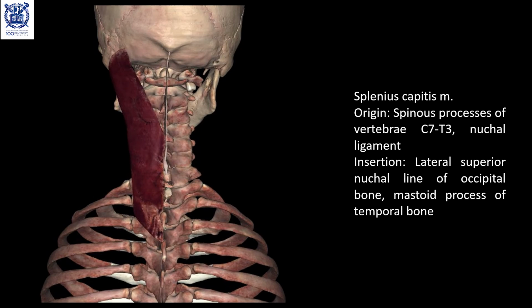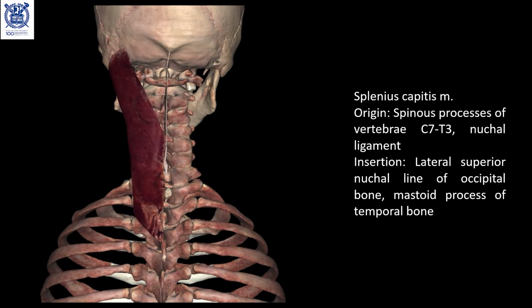This muscle arises from the lower half of the nuchal ligament, from the spinous process of the 7th cervical vertebra, and from the spinous processes of the upper 3 or 4 thoracic vertebrae. The fibers of the muscle are directed upward and laterally and are inserted, under cover of the sternocleidomastoid, into the mastoid process of the temporal bone and into the rough surface on the occipital bone just below the lateral third of the superior nuchal line.